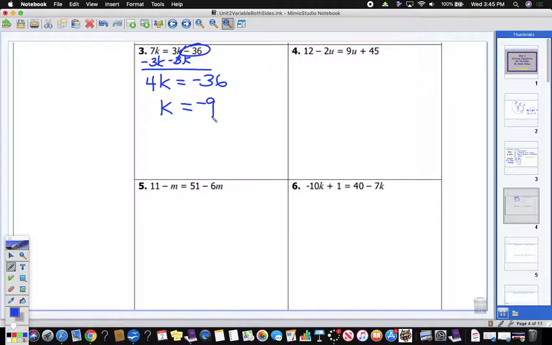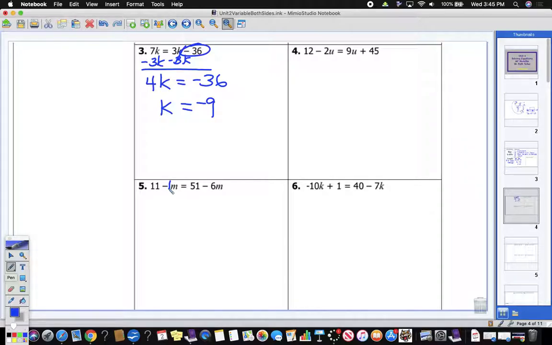And number 5, there are not any parentheses. There's not any like terms on the left side. There's not any like terms on the right side. So there's nothing that we have to do to combine terms. Let's pick on the small one. Now remember, when there's not a number in front, there's really a 1. And in this case, it's a negative 1.